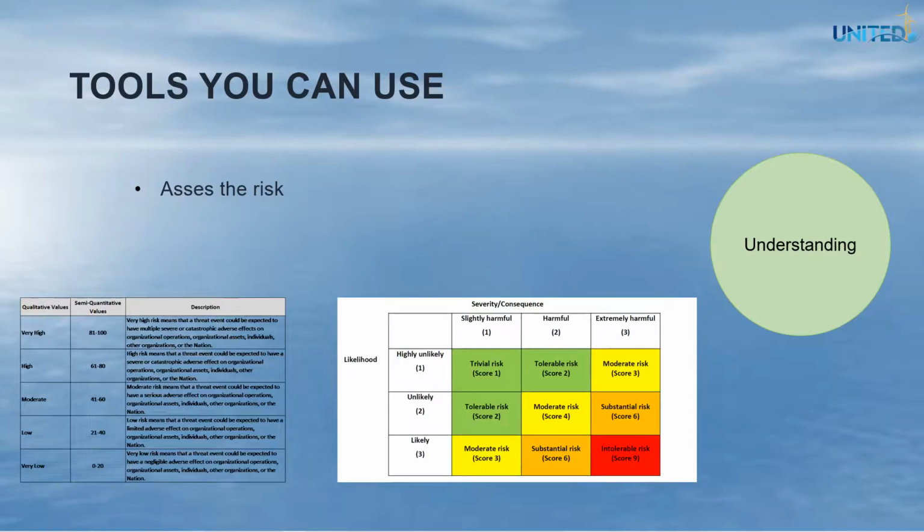In addition to the likelihood, there's also the severity or the consequence of something happening, being slightly harmful, harmful or extremely harmful. If you combine the likelihood with the severity or the consequence, you have cases where the risk is tolerable or trivial, the green boxes in the figure below. Then you have cases of moderate risk, the yellow boxes in the figure. You can have substantial risk, the orange boxes, and you can have intolerable risk, the red box on the bottom right.